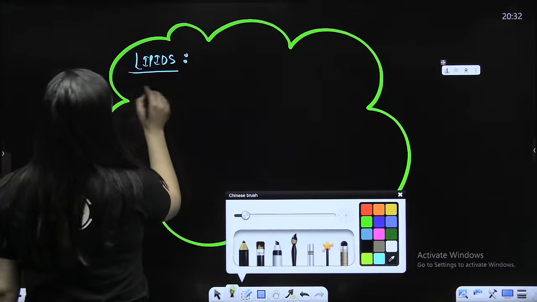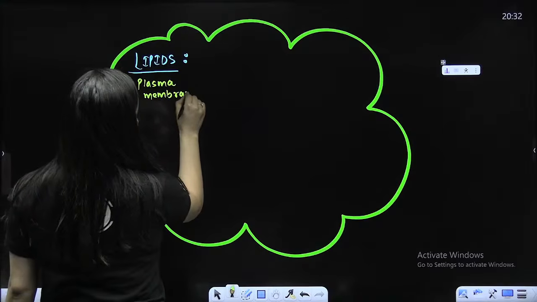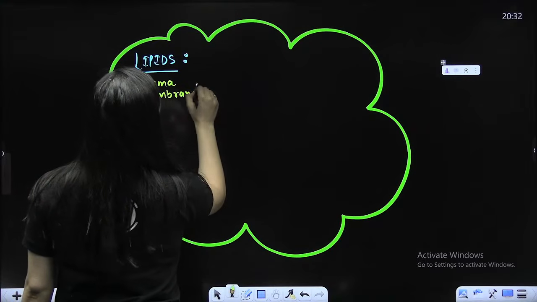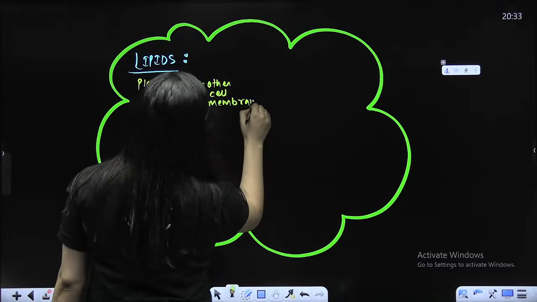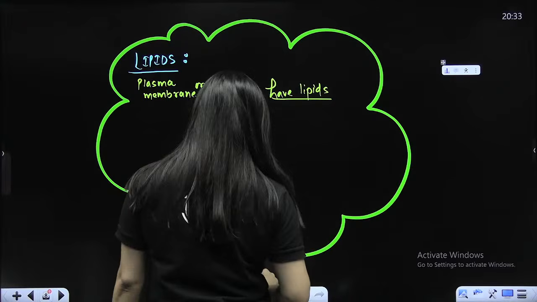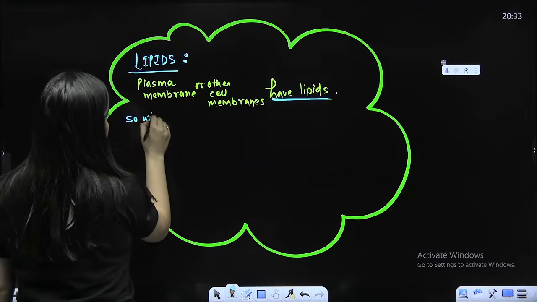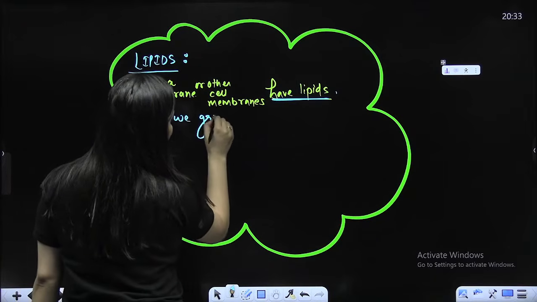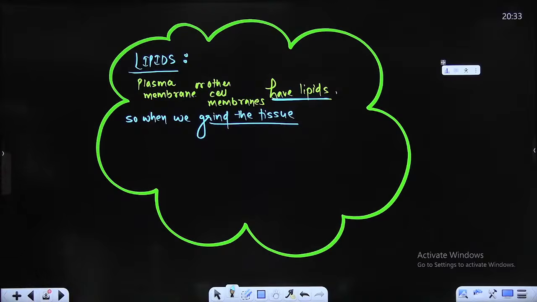Let me tell you. Dekho beta, you know that plasma membranes, or other cell membranes, have lipids. Yes or no, everyone? Please pay attention. So when we grind the tissue, what will happen then, beta? This is the lipid, this is the fat. When we grind the tissue, these cell membranes will be broken into pieces, right?